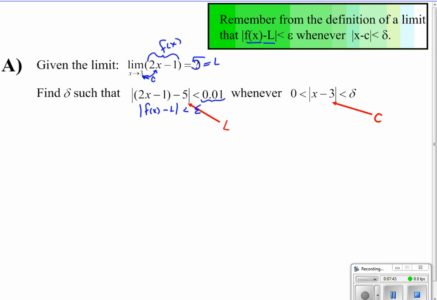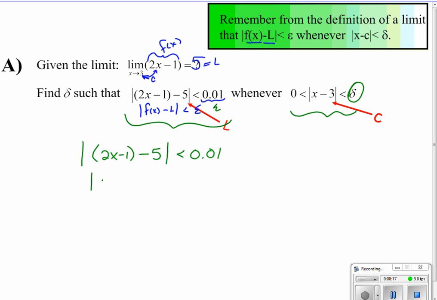Then, whenever the absolute value of x minus 3 is less than delta, this will be true. Remember, this is kind of the hypothesis that we're working with. The question says, what do I have to choose for delta then in order for the output to be within this epsilon? You kind of work these backwards. So we're going to start with this statement. This mathematical statement here says the absolute value of 2x minus 1 minus 5 is less than 0.01.